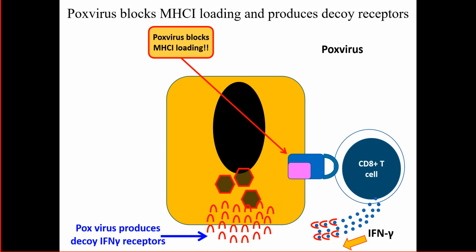So they have two evasion mechanisms. They block the loading of the peptide at the surface of MHC. That's the first one. The second one, they block interferon gamma molecules from reaching their target. And in this way, they can stay away from T cells as well as the NK cells. So that's a very good evasion mechanism. Sure.